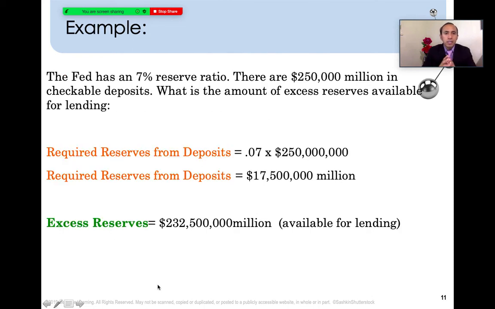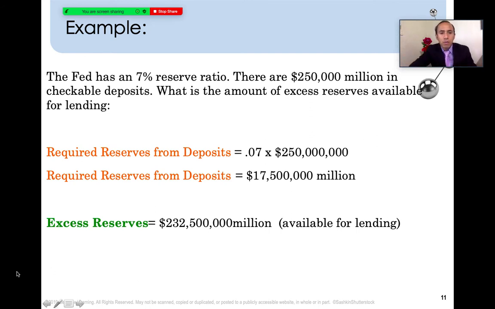Let's take a look at an example. The Federal Reserve currently has a 7% required reserve ratio, which means out of any deposits that come in, 7% has to be kept as a required reserve. So let's suppose we have $250 million in checkable deposits that come into the banking system. What is the amount of potential excess reserves available for lending?